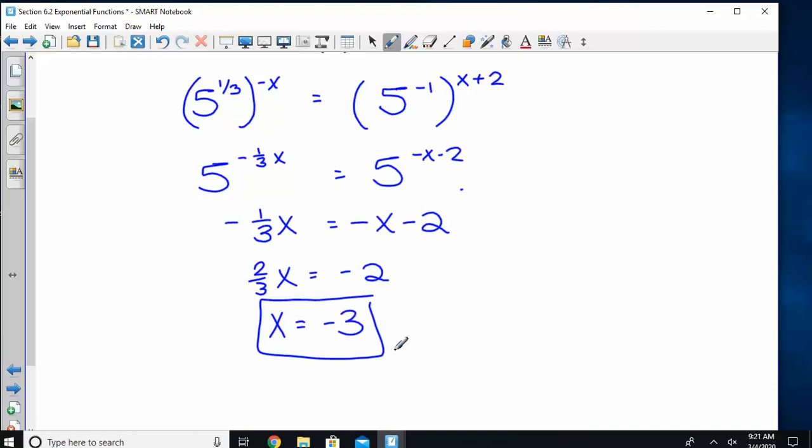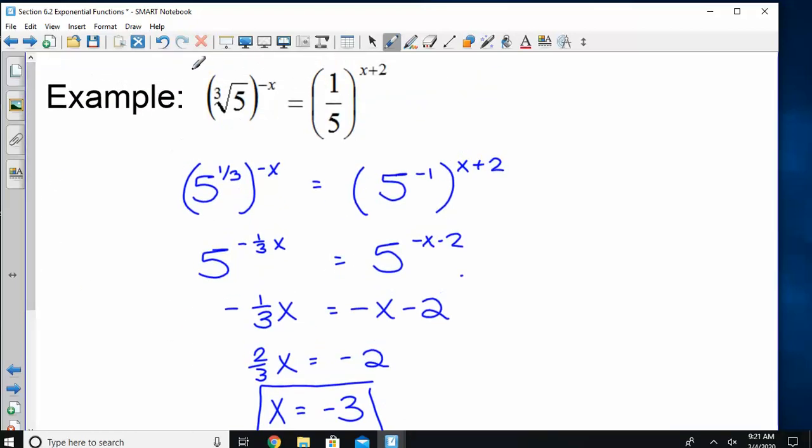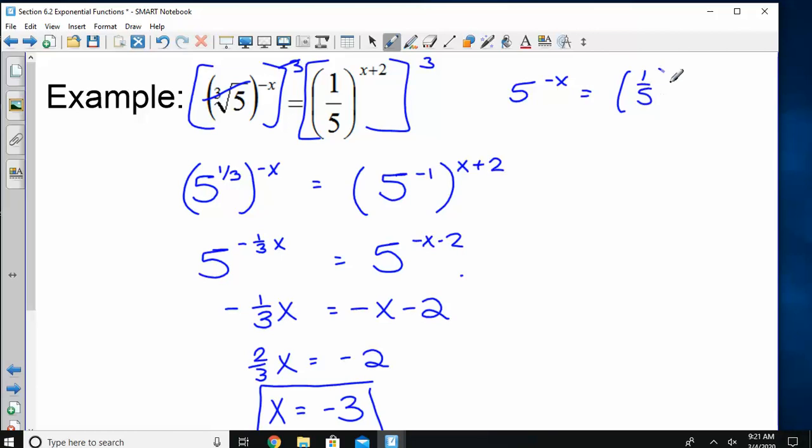So we can do them with radicals as well. Just rewrite it as a power, or take each side to a power to cancel. If you had chosen to cube each side to cancel this, that would be fine. Those would drop, so you would have 5 to the negative x. Over here, you would have to multiply that 3 through your exponents to become a 3x plus 6. If you go that route, you don't have the fractions.